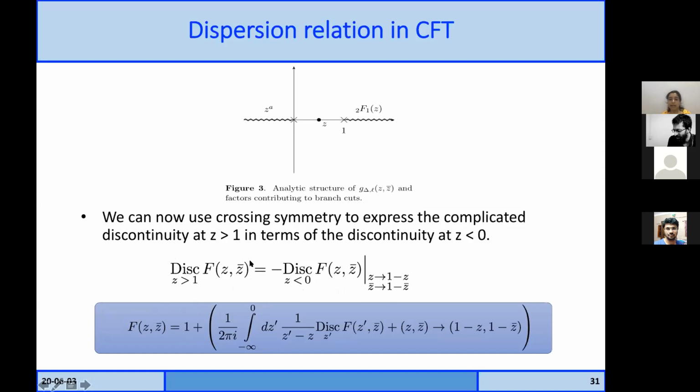Now again we plug it into the dispersion relation. We have this 1 from the arc. We have a discontinuity from minus infinity to 0, which is this. And for the discontinuity which originates from 1 to infinity, we just use the same function and replace it by this variable change. If you look at this formula, it indicates that this is the only thing that you need to compute: the discontinuity at z less than 0, if you are using crossing.